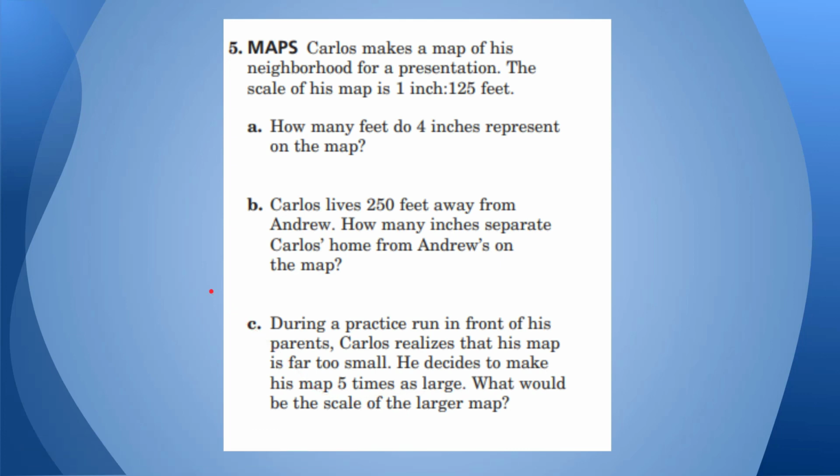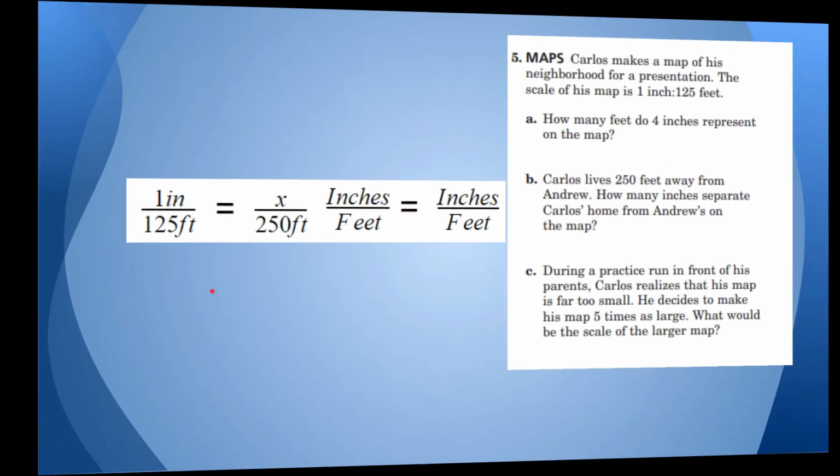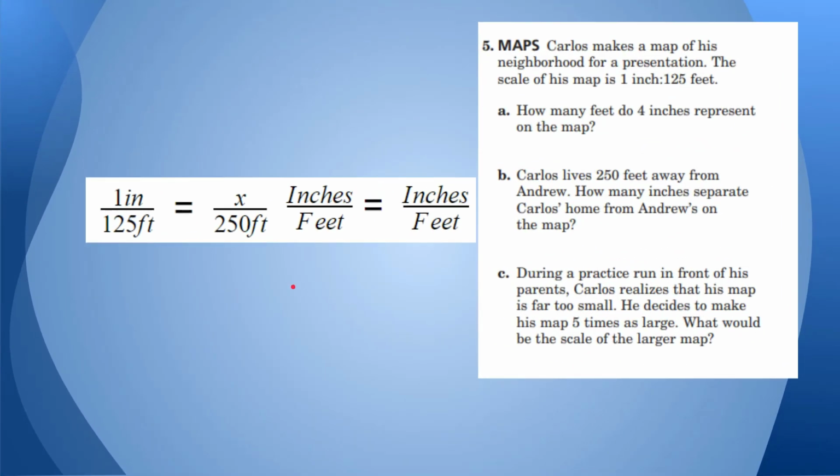All right, now that I've read through the whole problem, we're going to put it to the side and take a look here. We're told that our scale is 1 inch to 125 feet. So we put that in our ratio, 1 inch over 125 feet. And then we want to know how many feet 4 inches represent on the map. And I've set up the 250 problem as well.